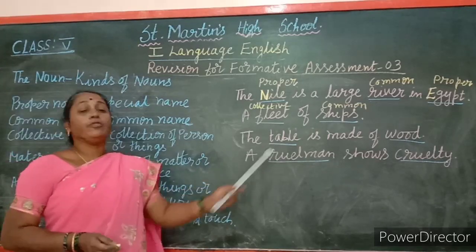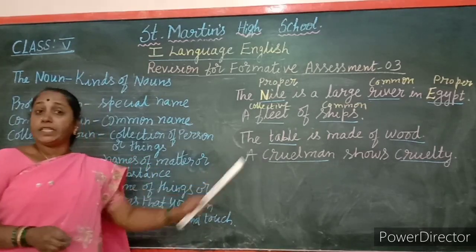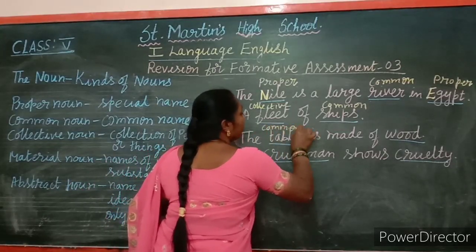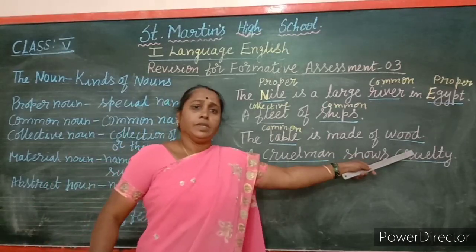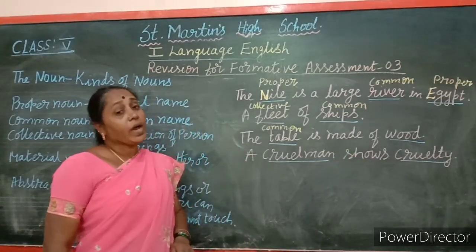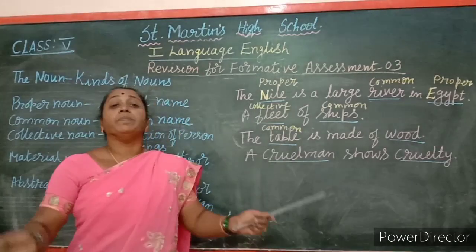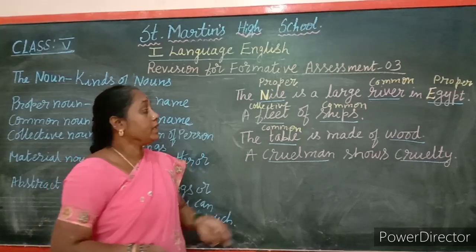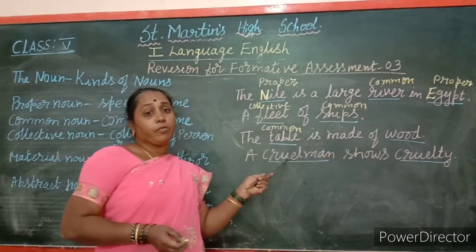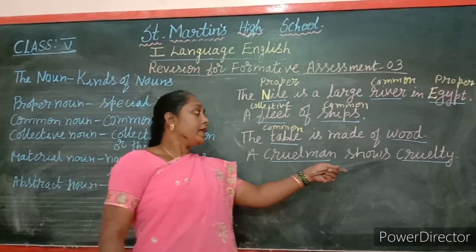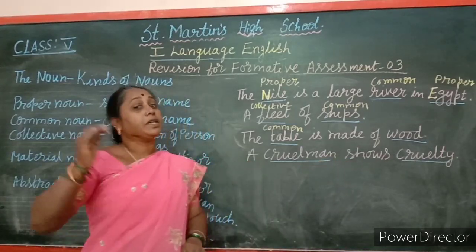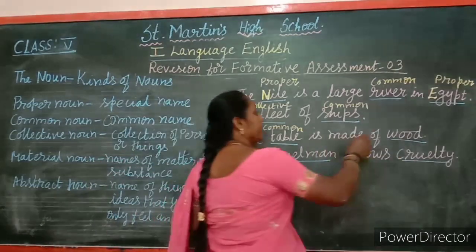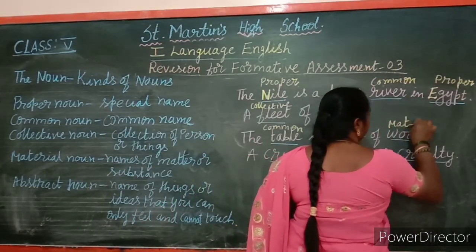The table is made of wood. Here table is a common noun because it is a common name. Then what about this wood? It is known as a material noun. Why? Because this table is made of some substance, some matter. What is that matter? It is wood. If it is made up of iron, then iron becomes the material noun. This table is now made up of wood. Therefore, this wood becomes a material noun.